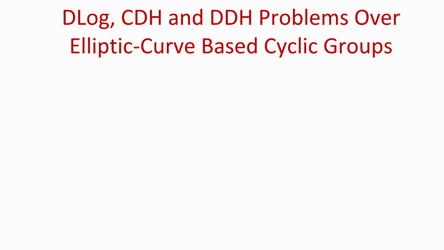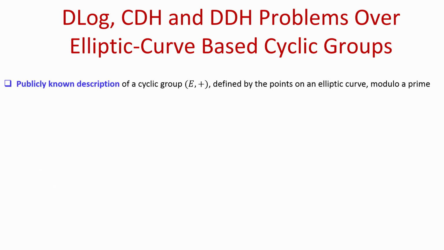So, now we have another candidate group, namely the elliptic curve based cyclic groups, and let us see how exactly the D-log problem, CDH problem and DDH problem will look over these groups. In the description of the D-log, CDH and DDH problems that we had seen in the last lecture, we assumed that the underlying group operation is the multiplicative operation. But now we just want to recast those definitions in the elliptic curve based cyclic groups.